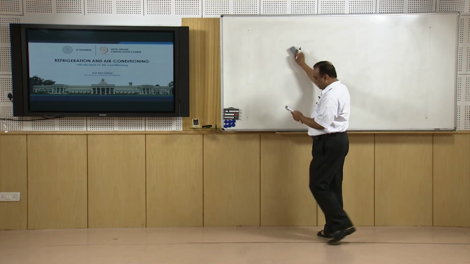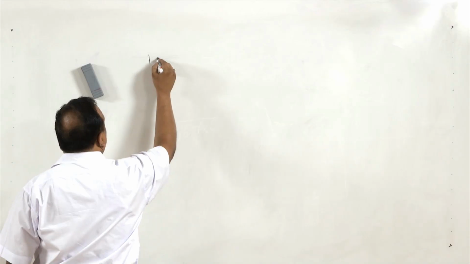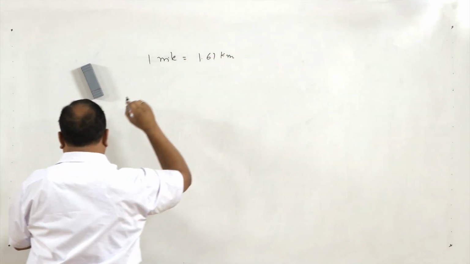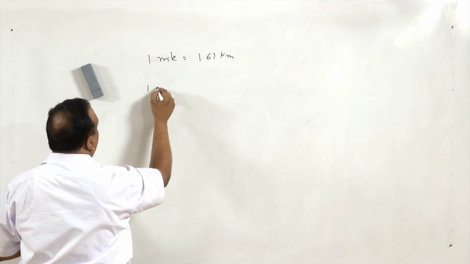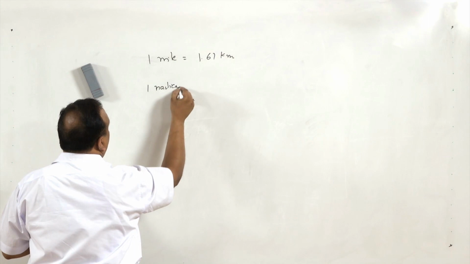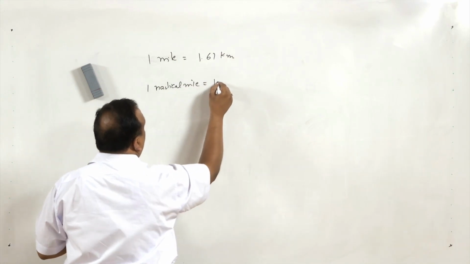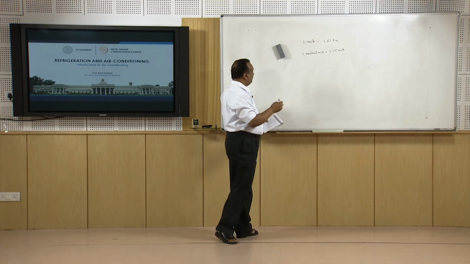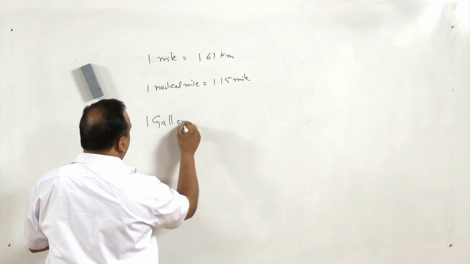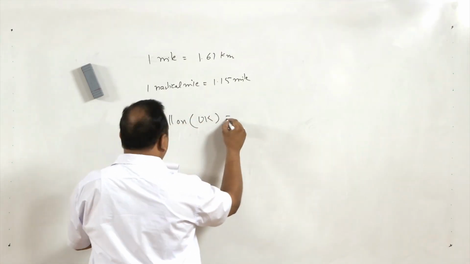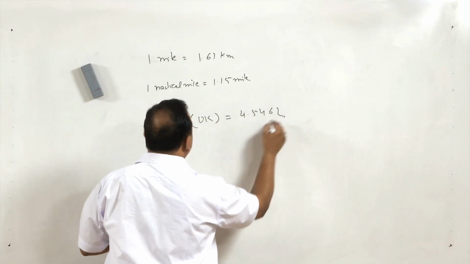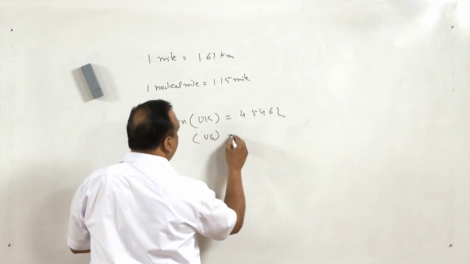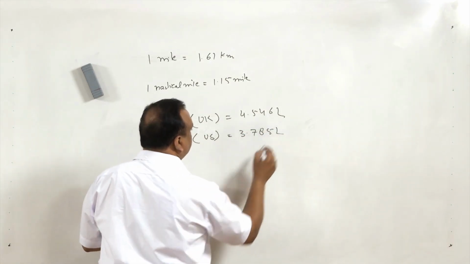Distance, perhaps all of you may know that 1 mile is equal to 1.61 kilometer, and 1 nautical mile is equal to 1.15 mile. Likewise, there are many conversion factors. If I take 1 gallon of UK, that is equal to 4.546 liters. If I take 1 gallon of US, it turns out to be 3.785 liters.